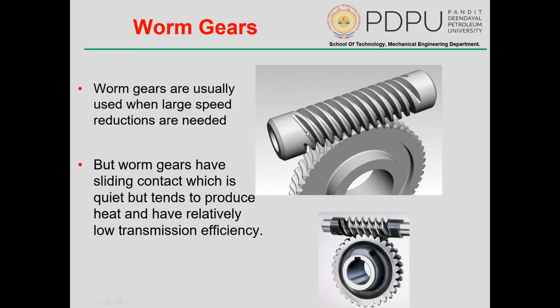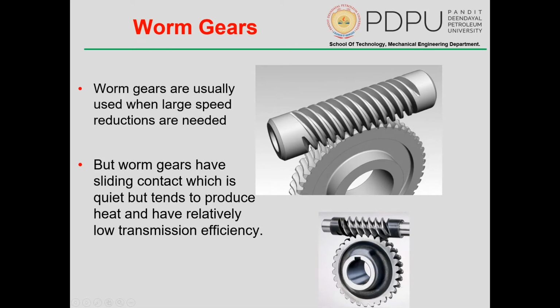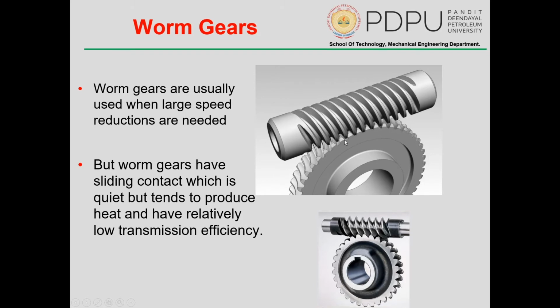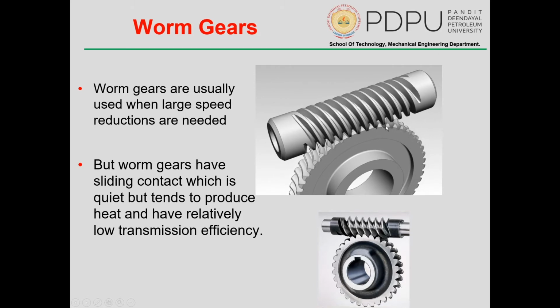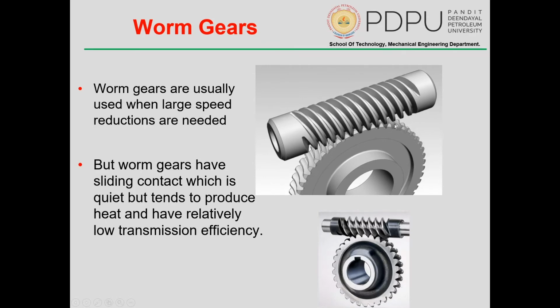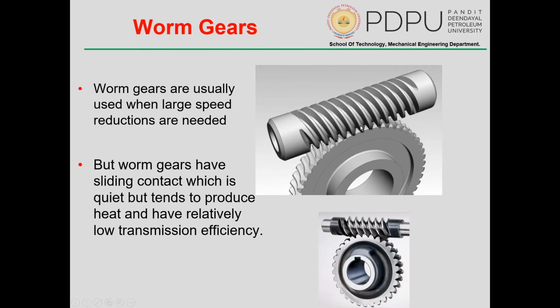As you can see here, the worm gear has sliding contact, unlike the previous gears we had. The sliding contact is maintained with multiple teeth, which tends to produce heat and obviously has a relatively low efficiency.